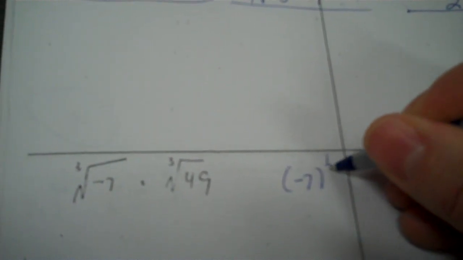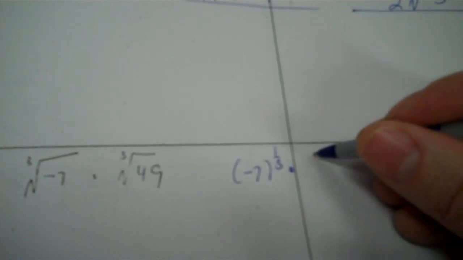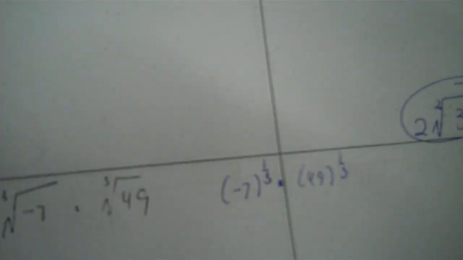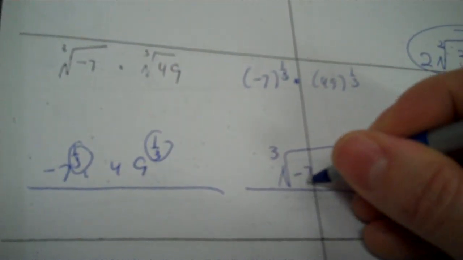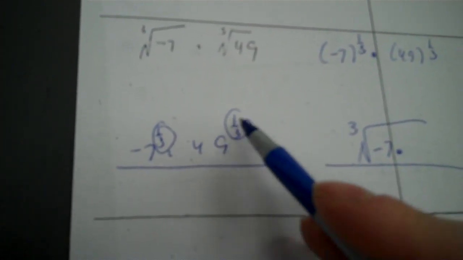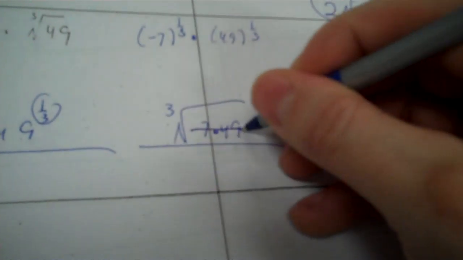Okay, rewrite these. That's going to be negative 7 to the 1/3 power, 49 to the 1/3 power. So you've got negative 7 times 49, both of them to the 1/3 power. Then circle your powers. Now with those fractions, that means you make a cubed root, and you put negative 7 to the first, which is negative 7, times 49 to the first, which is 49. Negative 7 times 49 is negative 343.